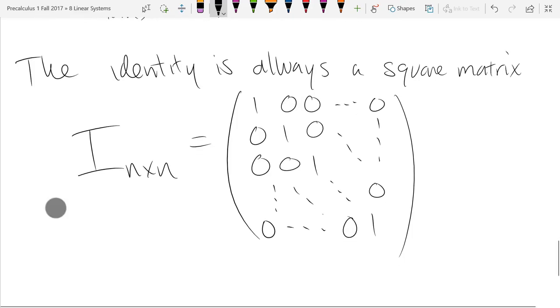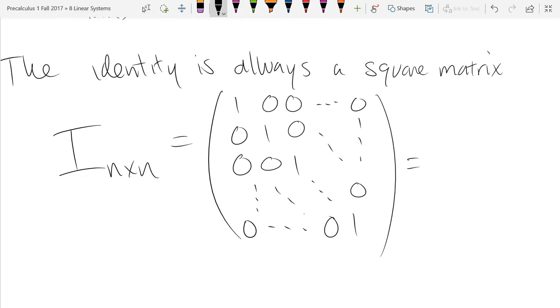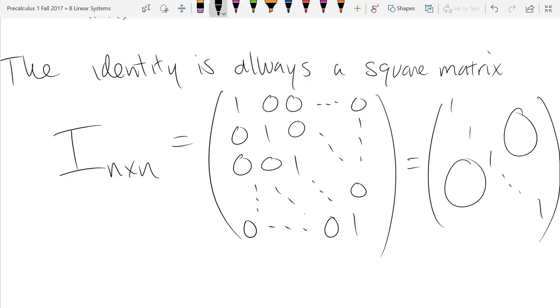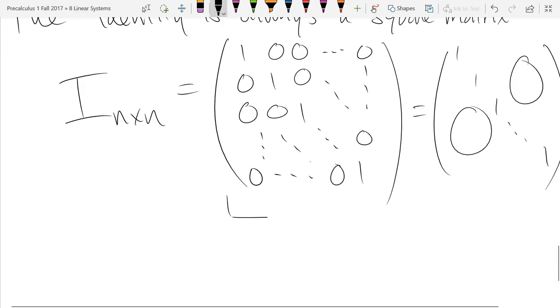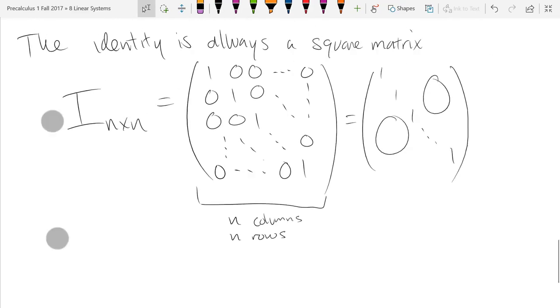So it's kind of annoying to write a bunch of zeros everywhere, and we have a fix for that. The way we write this is we write ones down the diagonal, and you just put really big zeros everywhere else to fill up all that extra space with zeros. So again, we have n rows and n columns. All right, there's the identity matrix. So let's do a fast example.